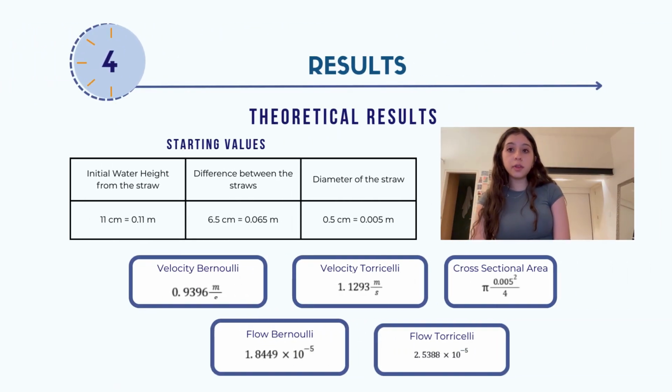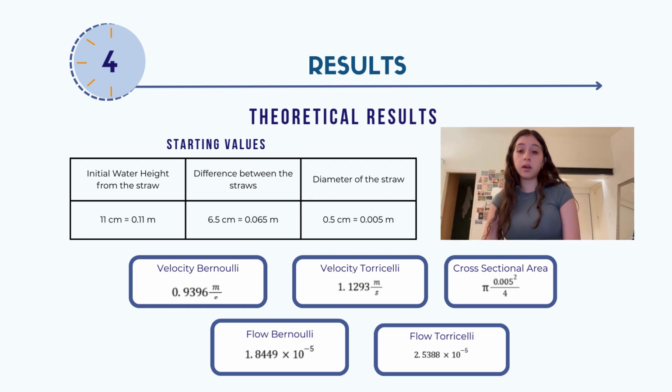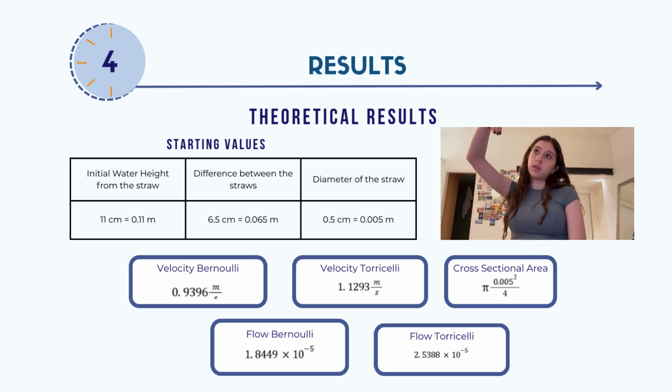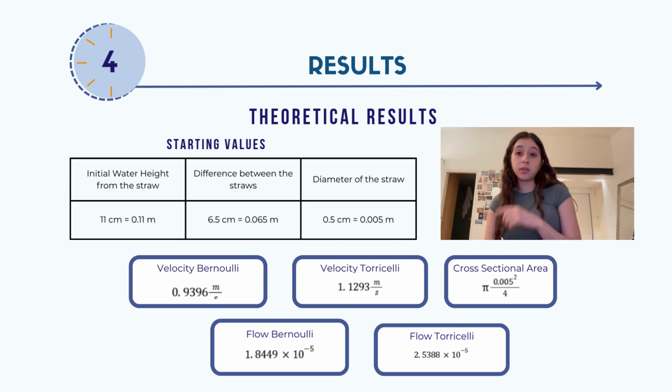So for the theoretical results, we use the laws and formulas explained before, and the data that we collected. The initial water height from the straw, from where we start the experiment, would be 11 centimeters. The difference between the horizontal straw and the vertical one would be 6.5 centimeters, and the diameter of the straw would be 0.5 centimeters. With the diameter, we calculate the cross-sectional area, and with the initial water height and the difference between the straws, we calculated the Bernoulli velocity.